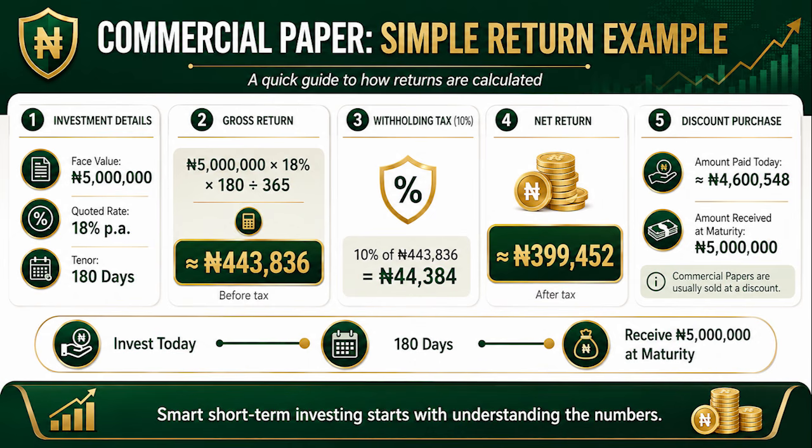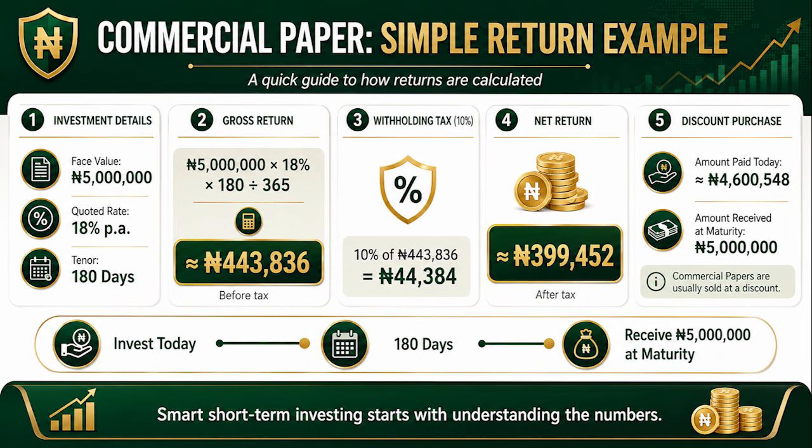A simple example: assume you want to invest in a commercial paper with the face value of 5 million naira. The quoted rate is 18% per annum, and the investment will run for 180 days. The 18% is an annual rate, so you will not earn the full 18% because the investment is only for about 6 months. The gross return is calculated as 5 million naira multiplied by 18% multiplied by 180 divided by 365. This gives approximately 443,836 naira before tax. A withholding tax of 10% is then deducted from the return. 10% of 443,836 naira equals 44,384 naira.